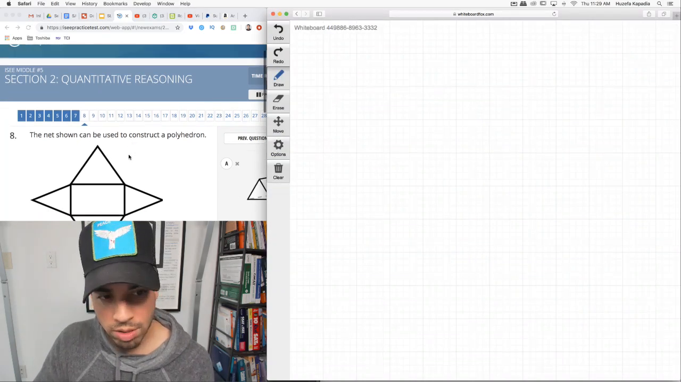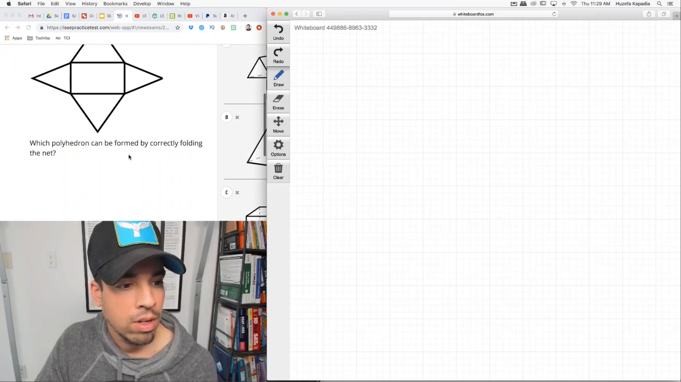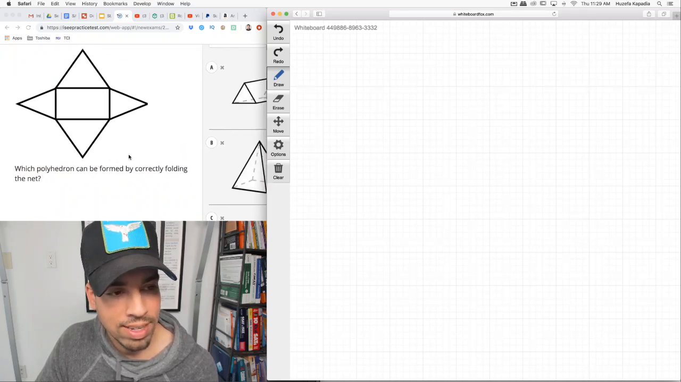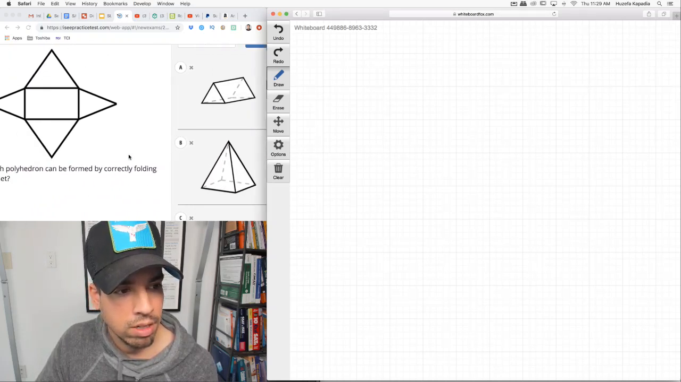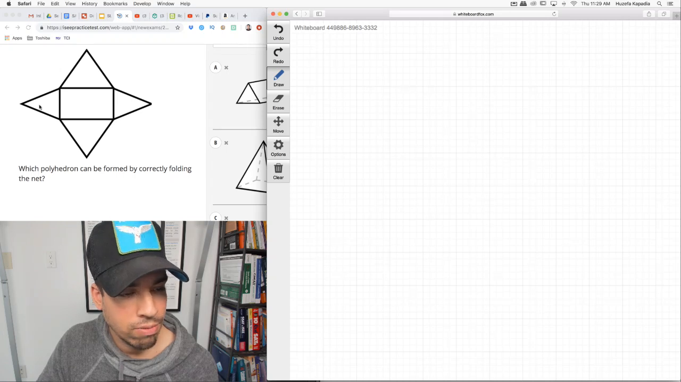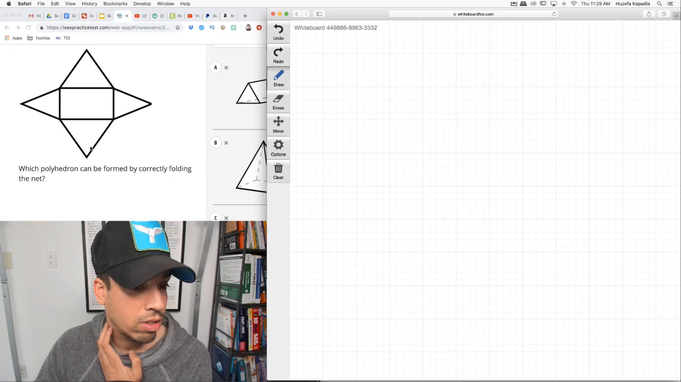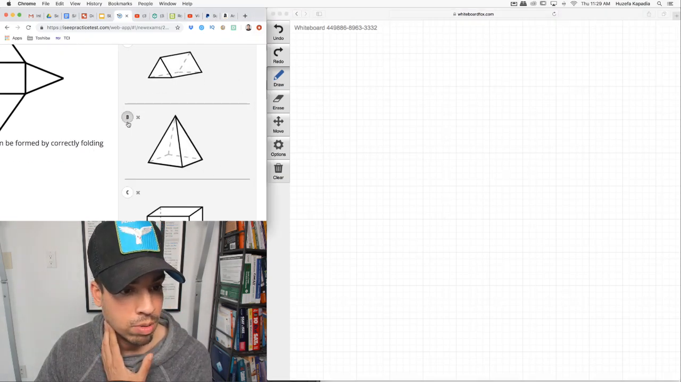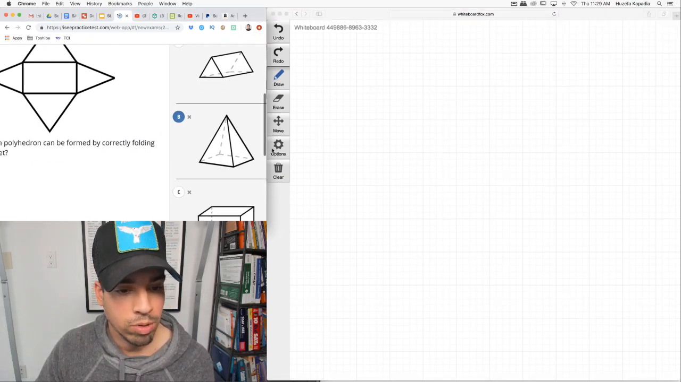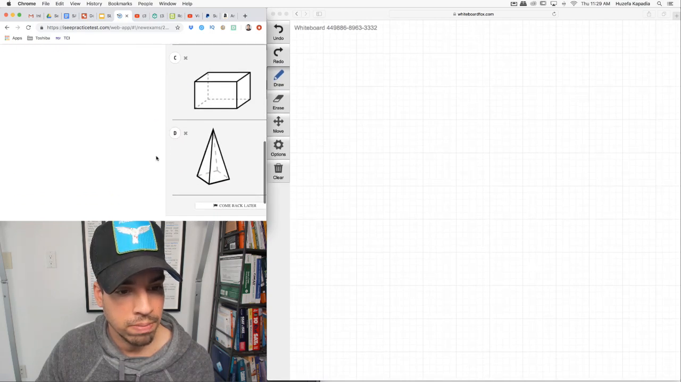The net shown can be used to construct a polyhedron. Which polyhedron can be formed by folding the net? So basically this side and this side fold up, and so does this. So it's going to be a, what's it called, a rectangular pyramid, which it looks like B is probably the best one because it all forms a point at the top. Hold on, let's see.